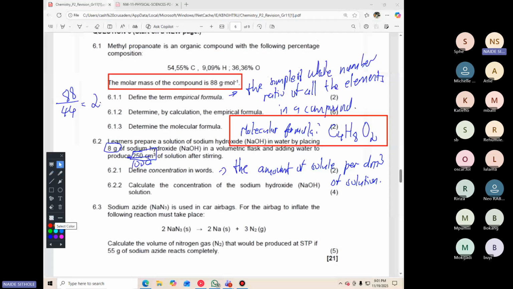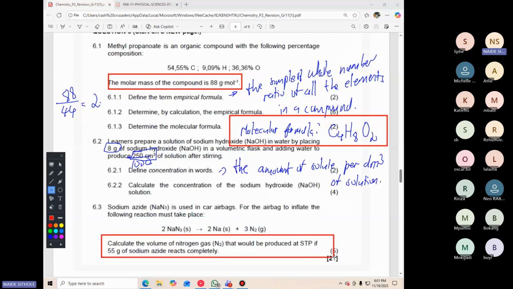And then sodium azide, NaN3, is used in car airbags for the airbag to inflate. The following reaction must take place. They say calculate the volume of nitrogen gas that would be produced at STP. At STP, so something must ring in our mind here. When they mention STP, n is equals to V over Vm, where our Vm is 22.4 dm cube.